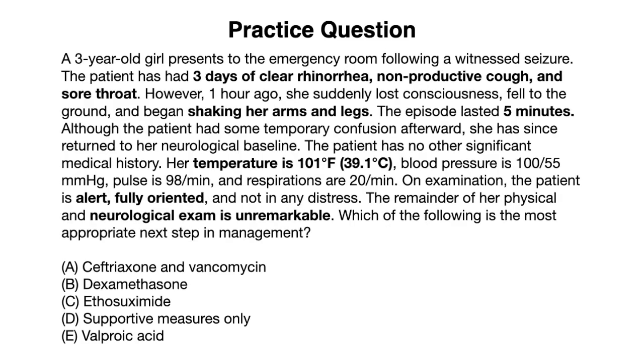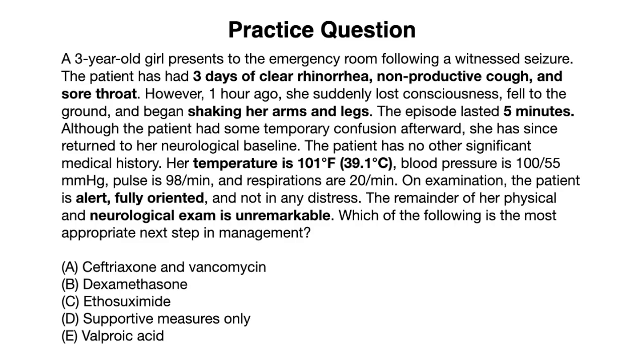So let's look at some of the key pieces of information here. Here we have a patient who had 3 days of clear rhinorrhea, non-productive cough, and sore throat, so it sounds more like a viral infection here. And then her seizure involved the shaking of her arms and legs, so this is a generalized seizure, and it lasted about 5 minutes. Given this and the fact that it was one witnessed seizure, this meets the criteria for a simple febrile seizure. And we can call this a febrile seizure because her temperature is elevated.